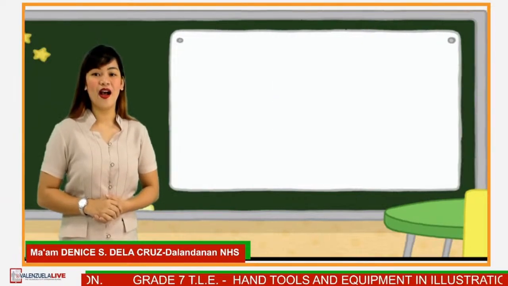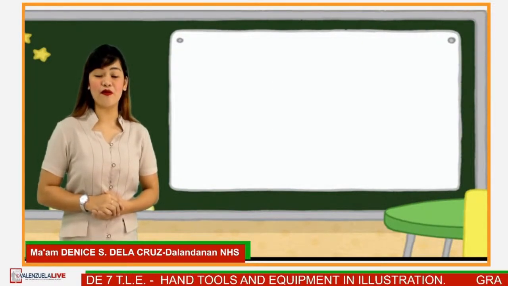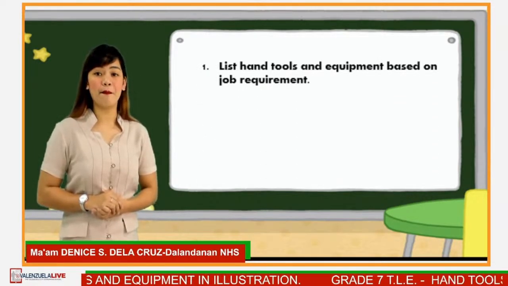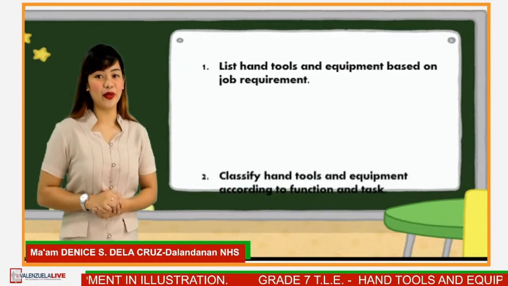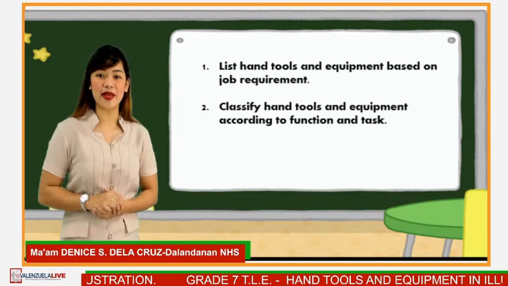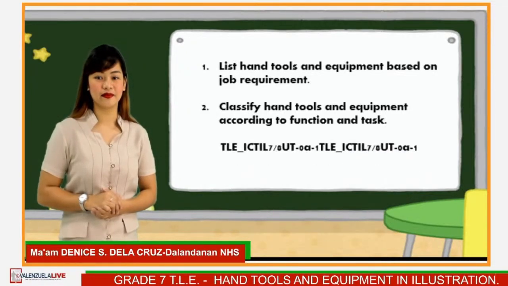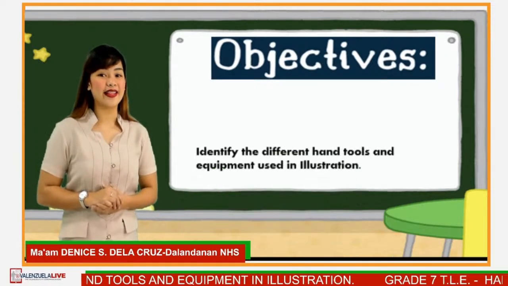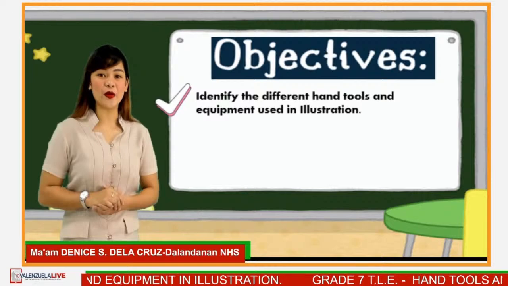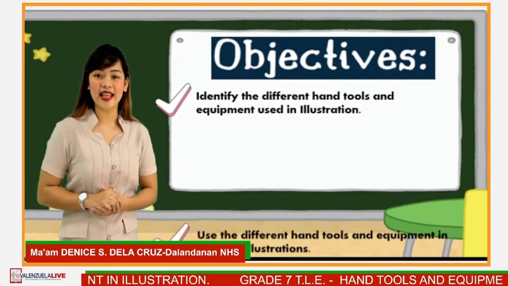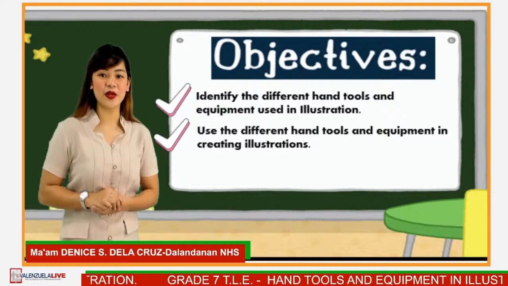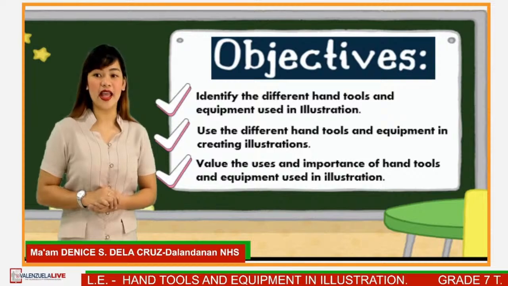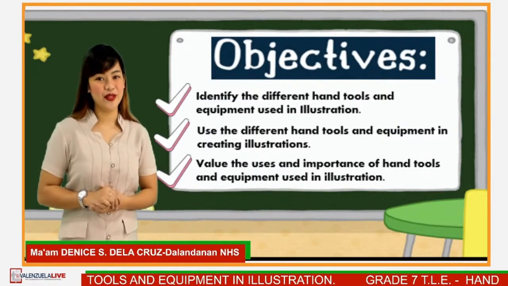Let's begin. Our learning competencies and outcome for this day are: number one, list hand tools and equipment based on job requirement, and number two, classify hand tools and equipment according to function and task. For today's objective, my dear students, let us first identify the different hand tools and equipment used in illustration. Second, use the different hand tools and equipment in creating illustrations. Last, value the uses and importance of hand tools and equipment used in illustration.